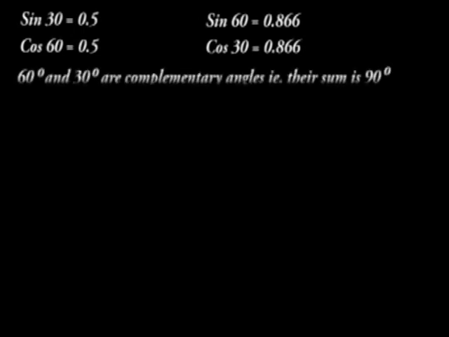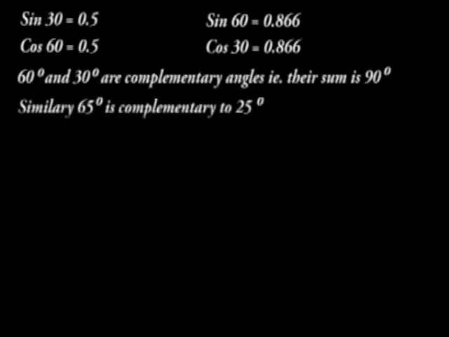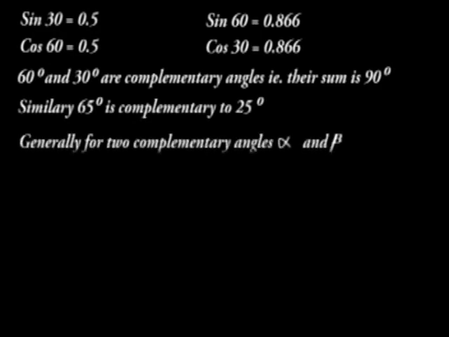Sines and cosines of complementary angles. Consider sin 30 is equal to 0.5, cos 60 is equal to 0.5, sin 60 is 0.866, cos 30 is 0.866 also. 60 degrees and 30 degrees are complementary angles, that is, they sum to 90 degrees. Similarly, 65 degrees is complementary to 25 degrees.